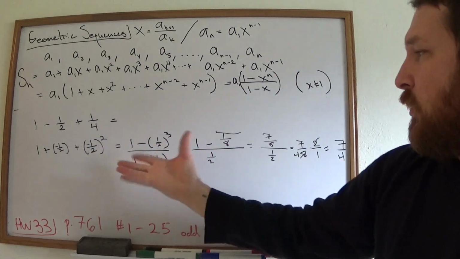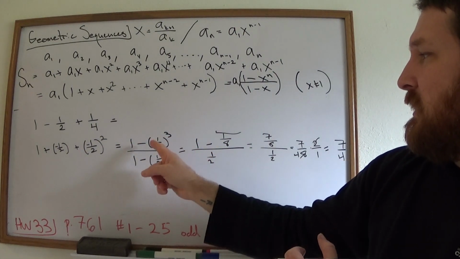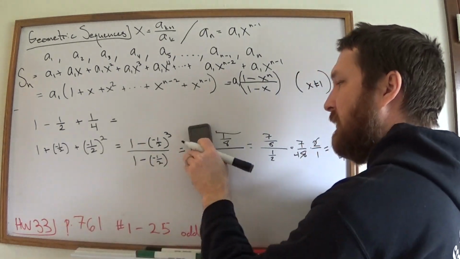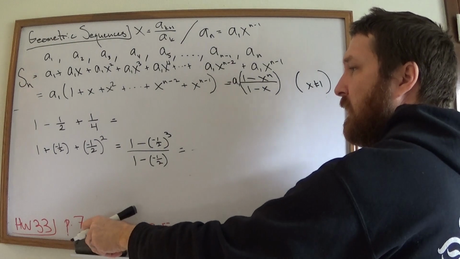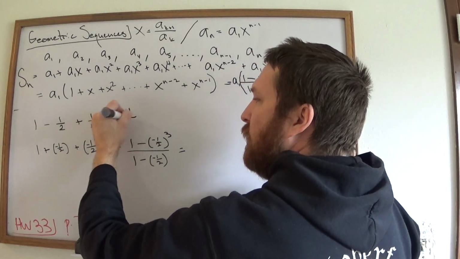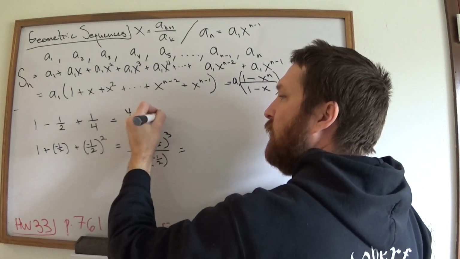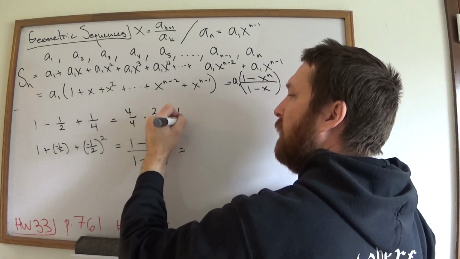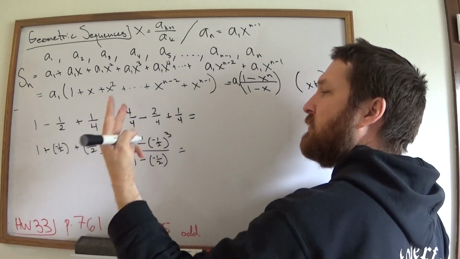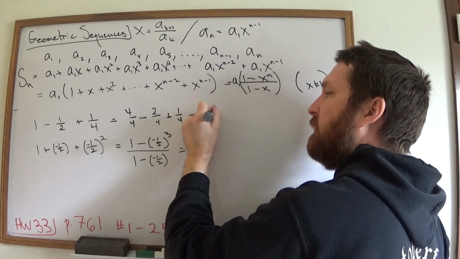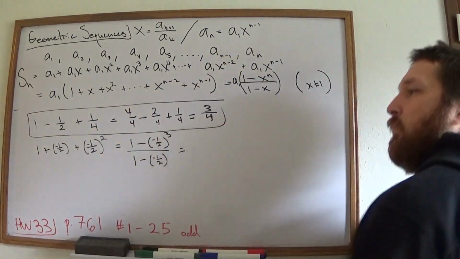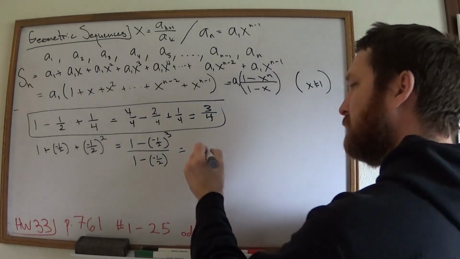How does this change? Well, the only thing that changes is that this should now be a negative right here, and that should be a negative right there. That's going to change everything. But, sorry, let's actually compute this, right? So this was 4/4 minus 2/4 plus 1/4, which is the same as 4 minus 2 is 2 plus 1 is 3, so that should be 3/4 right there. That's that bad boy.